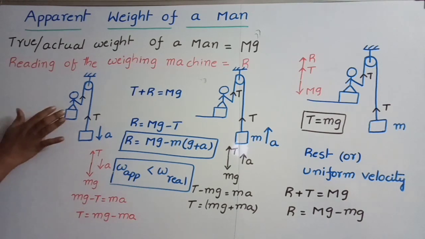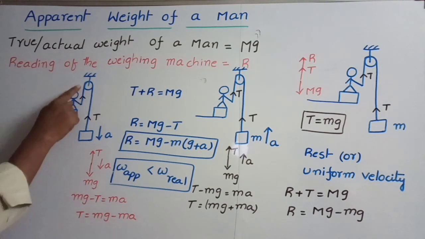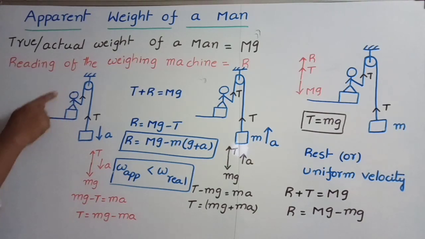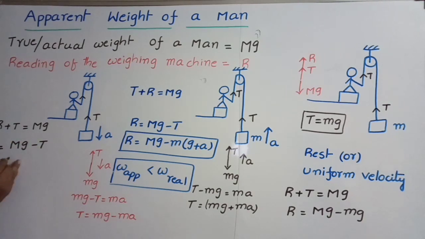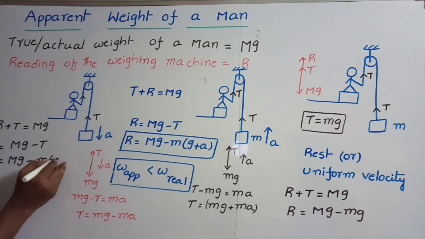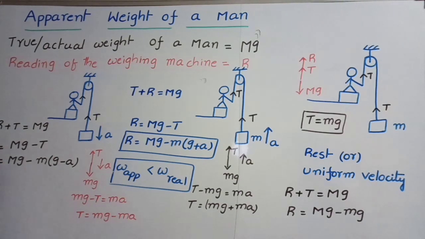Now come to the man. On the man, tension is acting in the upward direction. Tension tries to pull him upward. Reaction is acting upward, weight downward. So R plus T is equal to the weight of the person Mg. In this case, the reading given by the machine R is equal to Mg minus T, that is equal to Mg minus m into (g minus a). This is the reading. In this case also, apparent weight is less than the true weight.